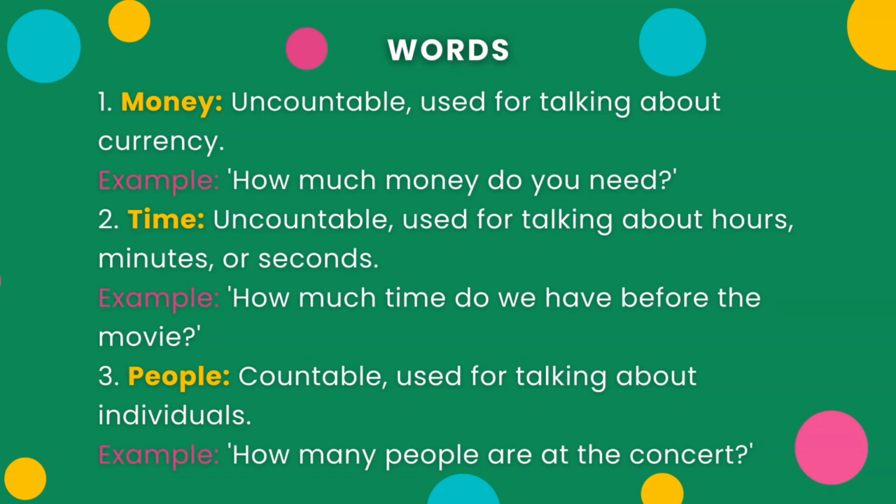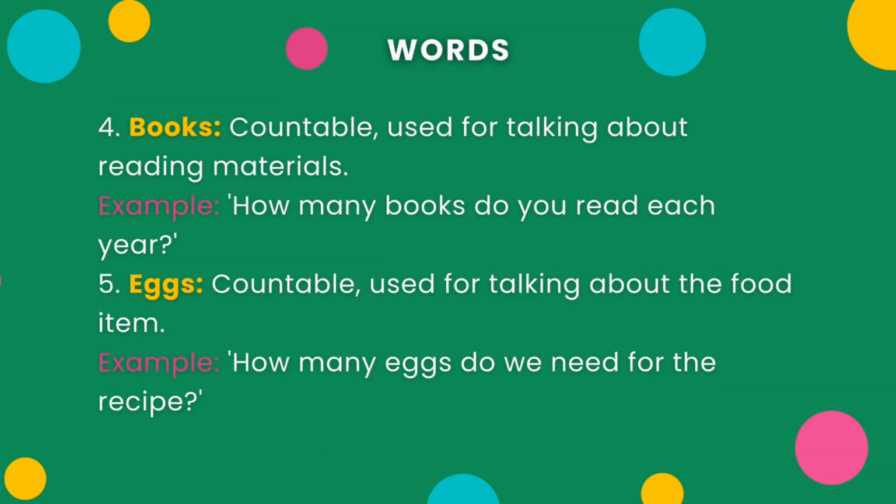3. People, countable, used for talking about individuals. Example, how many people are at the concert? 4. Books, countable, used for talking about reading materials. Example, how many books do you read each year? 5. Eggs, countable, used for talking about the food item. Example, how many eggs do we need for the recipe?